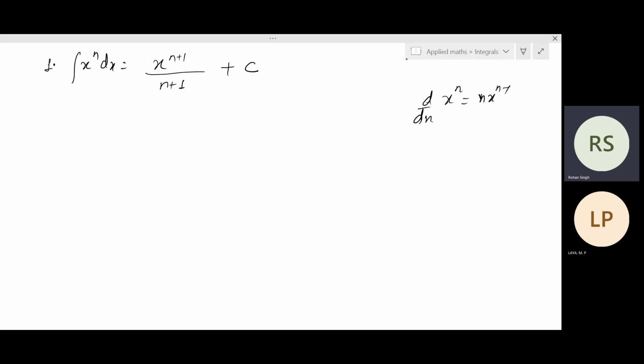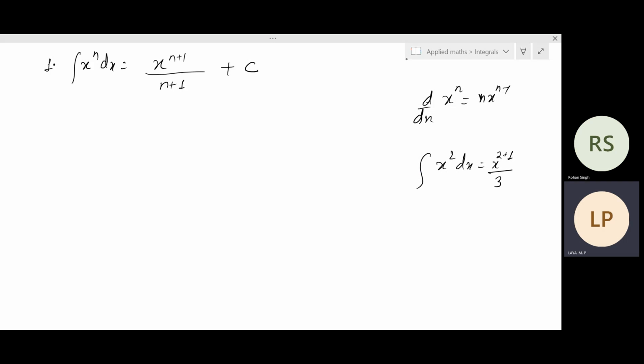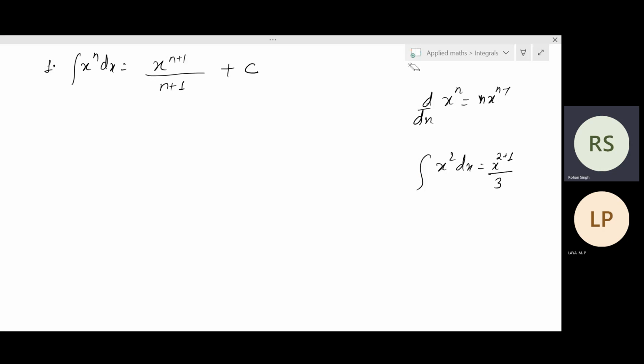All right. So for example, if you have x square and you want to integrate this, what you need to do is add 1 to the power, and then whatever the power is, you need to divide by that. So we will be getting x cubed by 3 whenever we integrate x square.